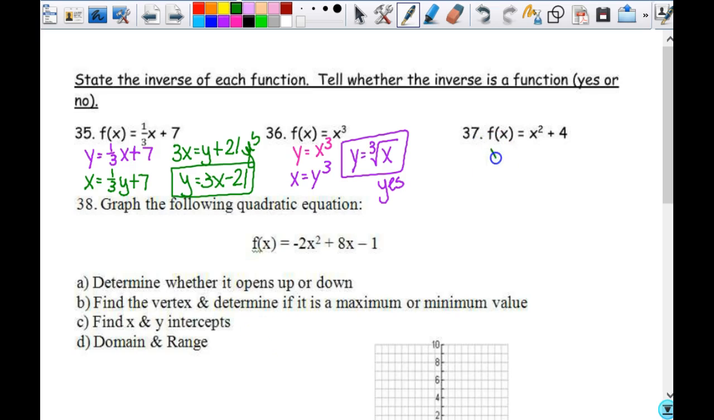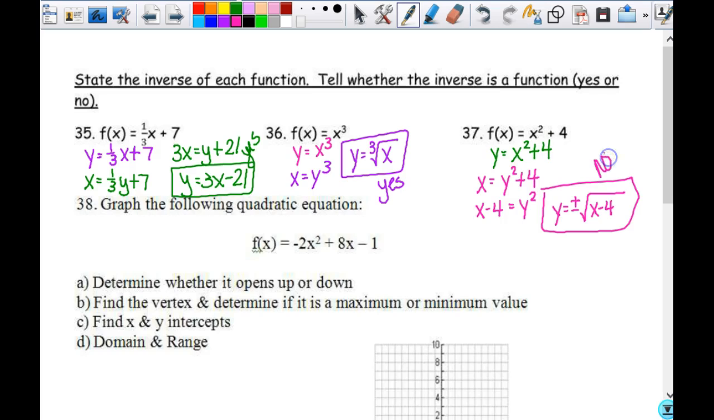Okay, so then here, this is going to give me y equals x squared plus 4. Then I'm going to switch x and y, so I get x equals y squared plus 4. So then I have to solve for y, and that's going to give me x minus 4 equals y squared. Then I'm going to take the square root of both sides, which means y equals plus or minus the square root of x minus 4. So this is a no, because this right here is going to move it over, so it's going to give you the top and the bottom, and it's not a function.